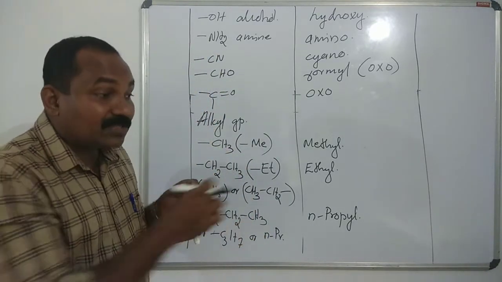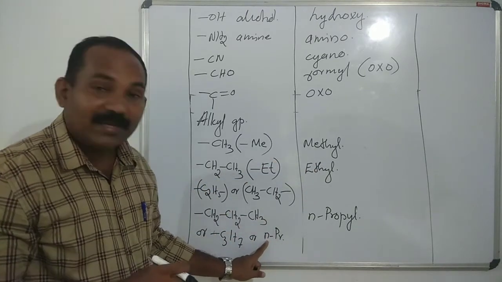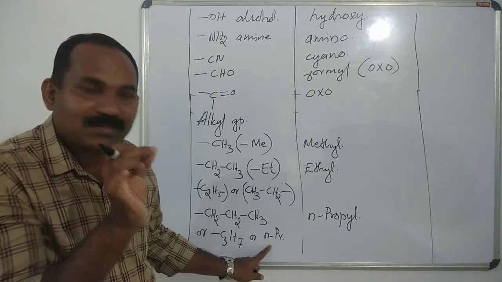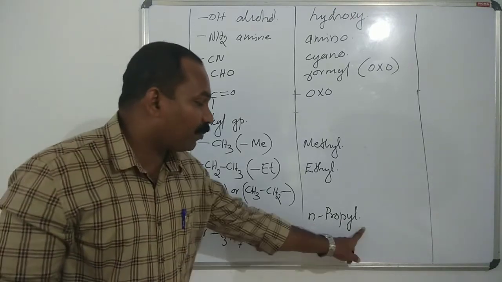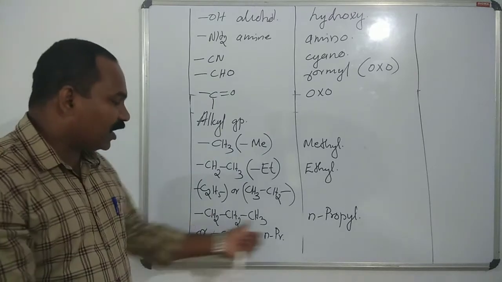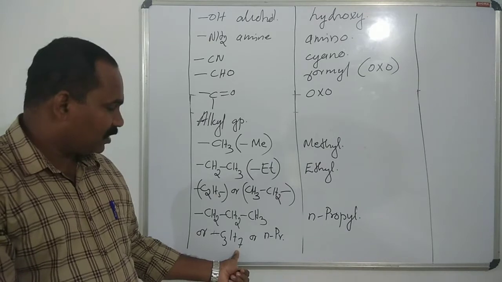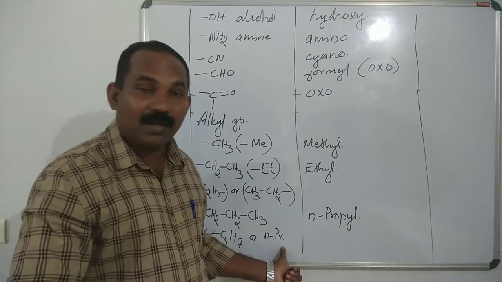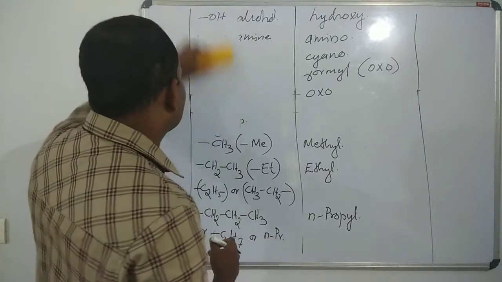CH3 means straight chain, normal chain. That's why we use the letter n. So what does this small n denote? It is normal. So n-propyl means normal propyl, straight chain. Or it is C3H7 or n-Pr. This is simple. Then we move to another example.